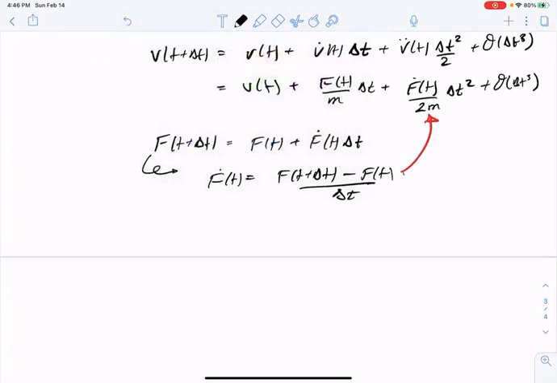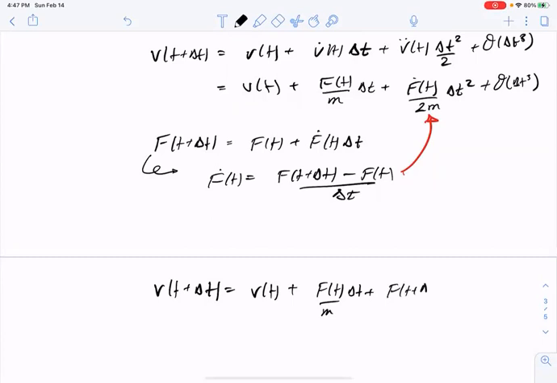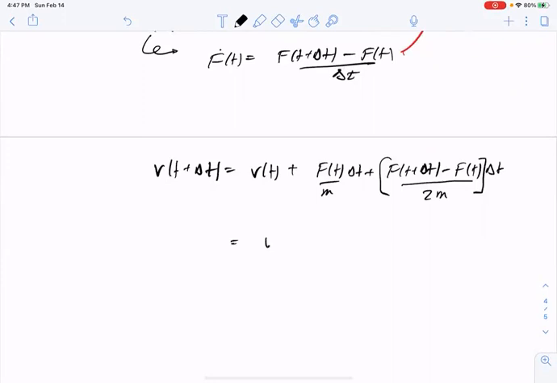giving us a velocity update rule, which takes the initial velocity, the force at time t, adds to it the force at t in the future, less the force at t, divided by 2m and multiplied by delta t. That can be simplified as the velocity at time t, and a sum or an average over forces in the future and in the past.